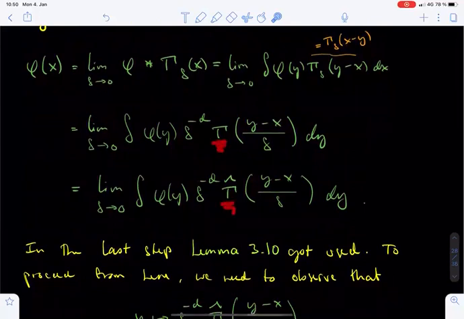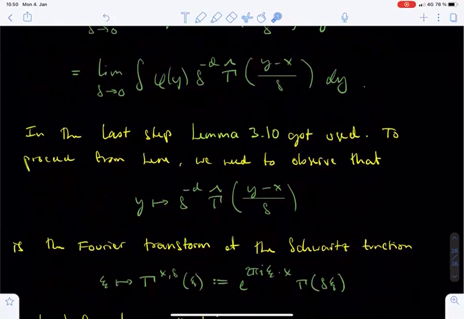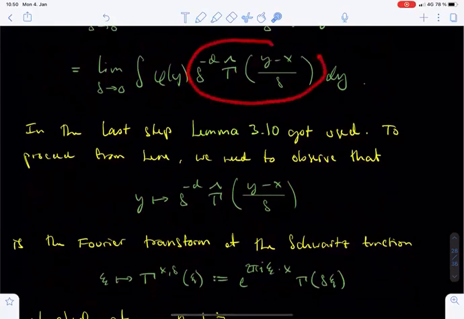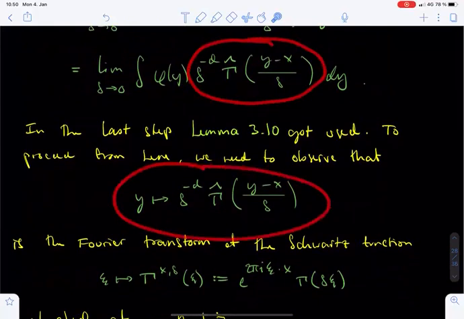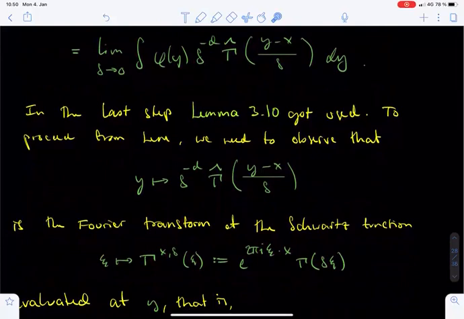Finally, we use lemma 3.10, which stated that the Gaussian agrees with its own Fourier transform. So the function gamma in the integral can be replaced by the function hat gamma. To proceed from here, we need to recognize that the function y maps to delta to the power minus d times hat gamma evaluated at (y minus x) divided by delta equals the Fourier transform of a certain other Schwarz function evaluated at y.